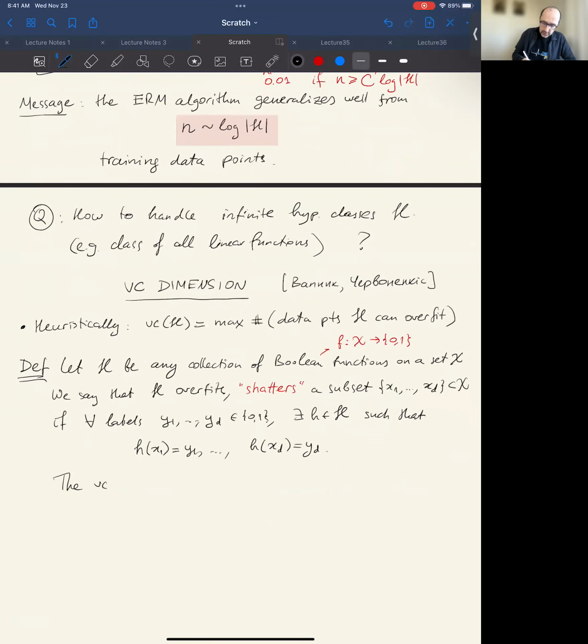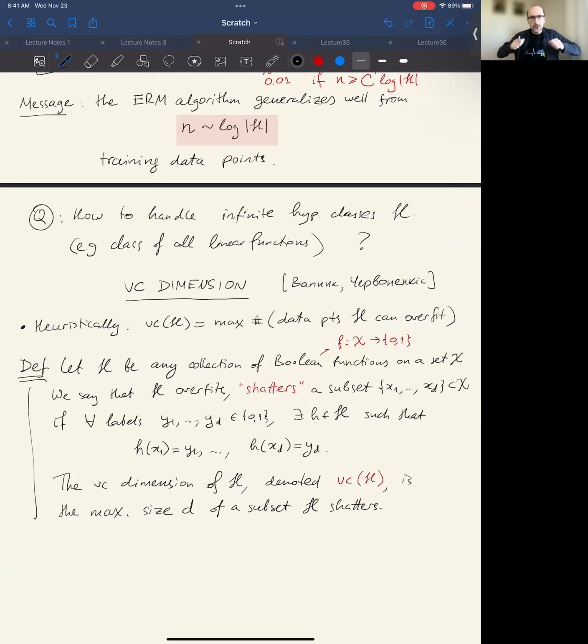And the VC dimension of H, which we'll denote simply by VC, is the maximum cardinality, maximum d, of a subset that H shatters. The largest number of points on which any possible assignment is realizable.